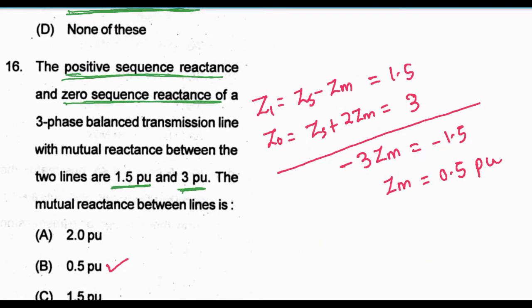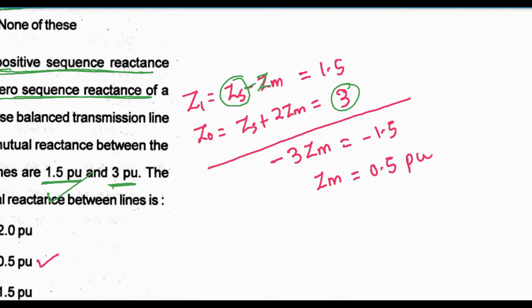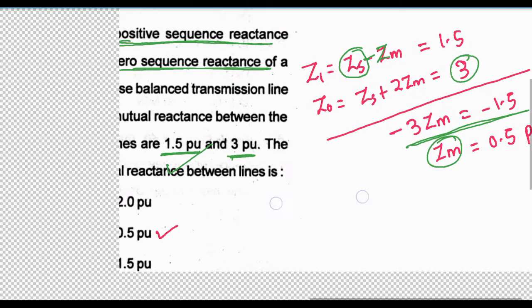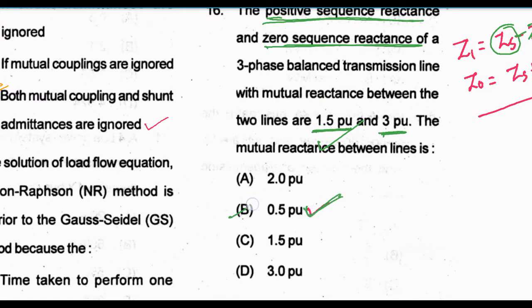Z1, that means positive or negative, both are the same. Positive sequence impedance is Zs, the self impedance, minus Zm, the mutual impedance, which equals 1.5. Z0, the zero sequence impedance, is Zs plus 2 Zm, which is given as 3. If I subtract equation 1 from 2, we get 3 Zm equals 1.5, and at last Zm is equal to 0.5 per unit. So the answer is option B. Option B is the correct answer.